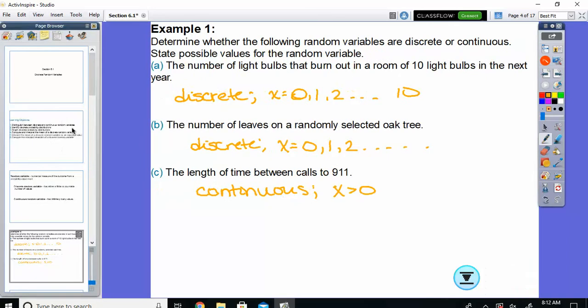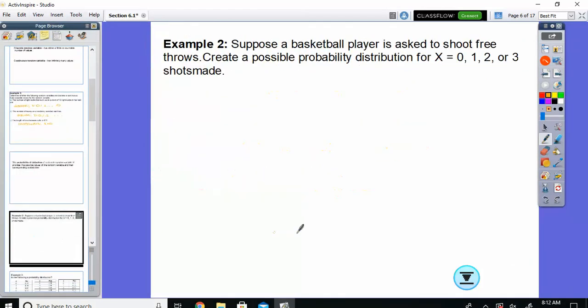All right. So let's look at an example. This would be a discrete distribution. Suppose a basketball player is asked to shoot free throws. Create a possible probability distribution for X equals 0, 1, 2, or 3 shots made. So they're going to shoot 3 times, and I want the probability that you make a given number of shots. So if you're shooting 3 times, you could make 0, 1, 2, or 3.